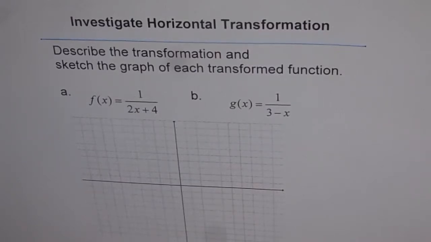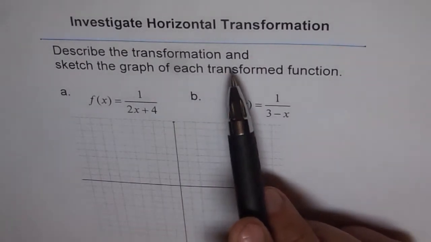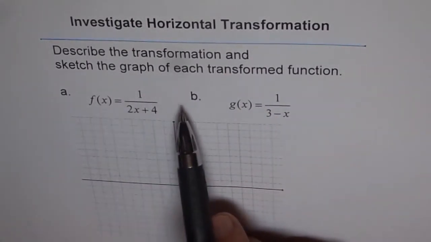Investigate horizontal transformation. Now we are taking up some examples with reciprocal function, and I will suggest the best way of sketching these graphs. So what we need to do here is describe the transformation and sketch the graph of each transformed function. So I have two of them here.